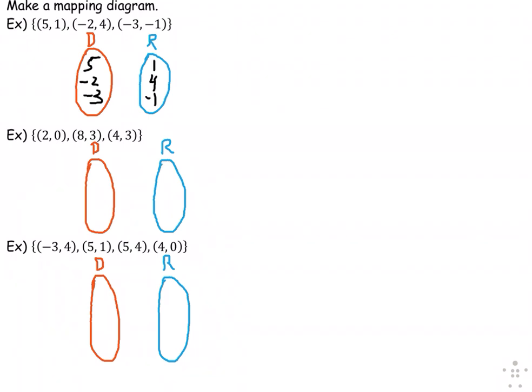So the domain is 5, -2, and -3, and the range is 1, 4, -1, and they map accordingly. Based on some rule, the input domain value of 5 produces a 1. The input or independent number of -2 is mapped to the dependent value of 4, and then -3 goes to -1. So this is an onto and one-to-one function.